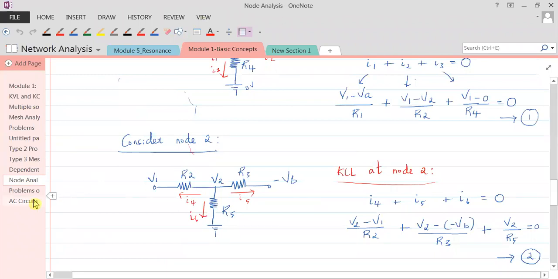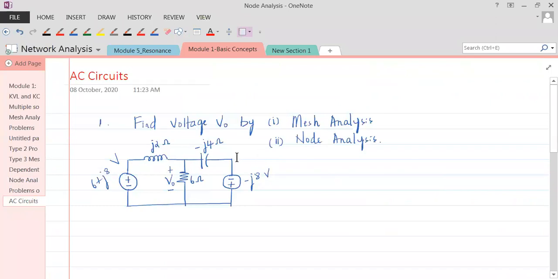Now, AC circuits pose the difficulty or the challenge only when it comes to calculations. Otherwise, whatever mesh analysis, node analysis, super mesh and super node techniques you have learned, all are applicable. The concepts are the same, and the approach is going to be the same for different circuits.